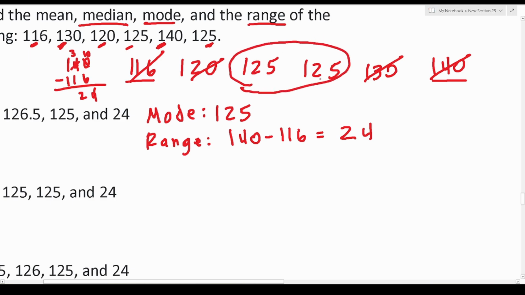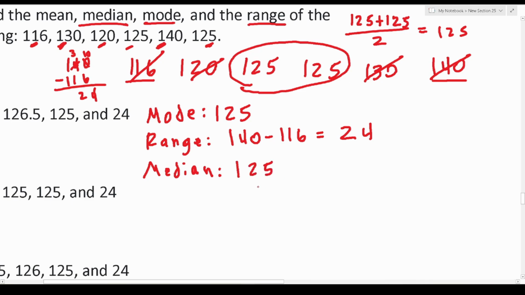Again, there's nothing I can cross off evenly at both ends to get one of these to be in the middle. So to find the average of those two middle terms, you do 125 plus 125 divided by 2. And this should be pretty easy to do. This is going to be 250 divided by 2, which is just going to be 125. So our median in this case is going to be 125.